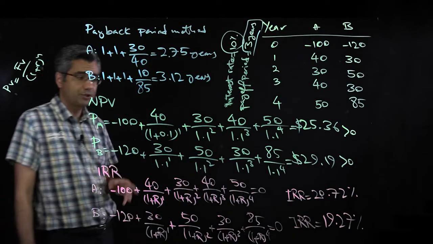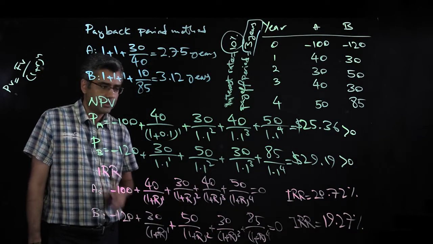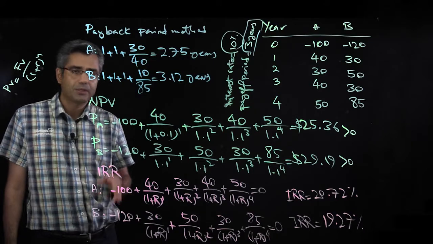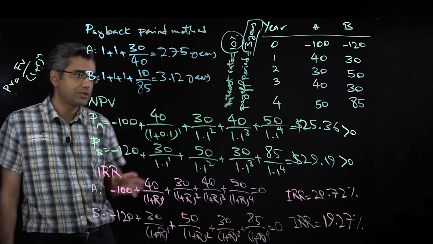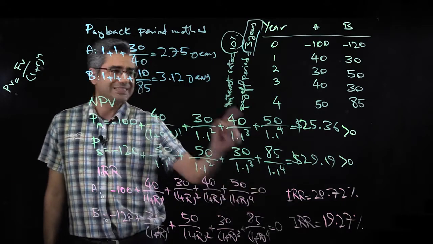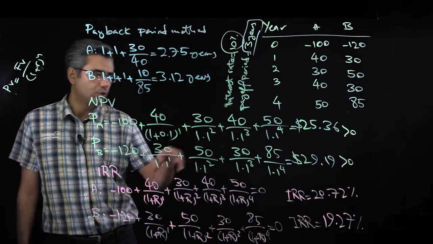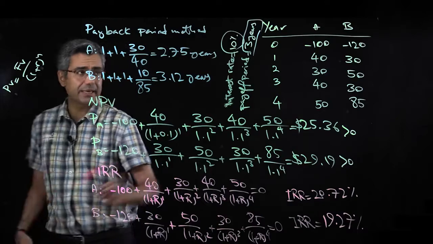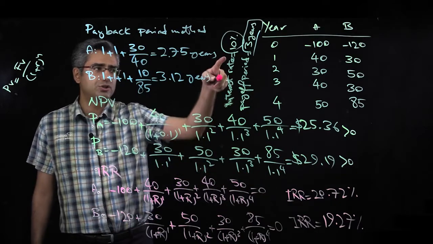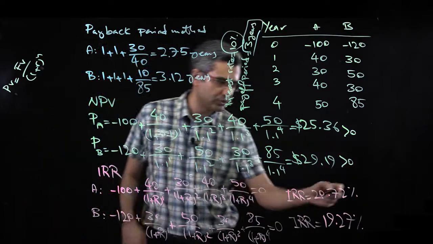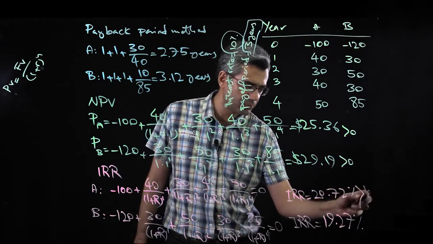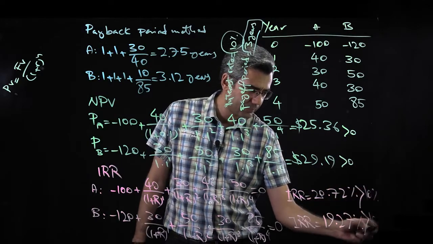Now, which project to choose? For the IRR method, we accept the projects where the IRR is greater than your required rate of return or your interest rate. So any project where the IRR is greater than 10% is a good project, and both of them actually meet the criteria because both are greater than 10%.